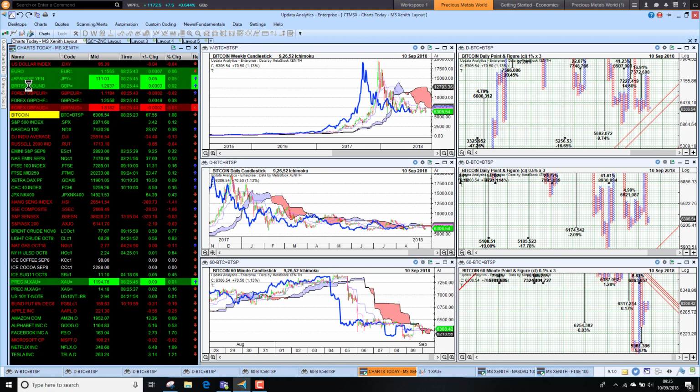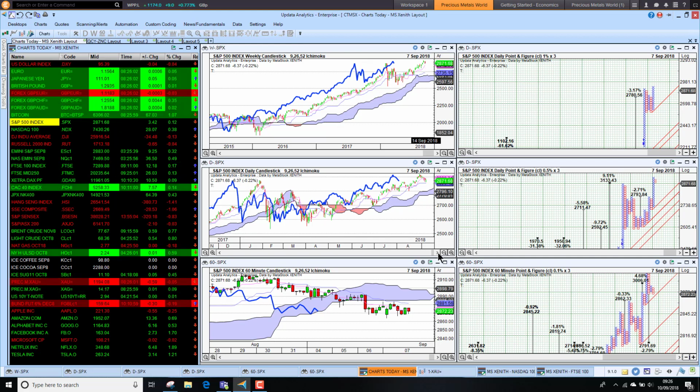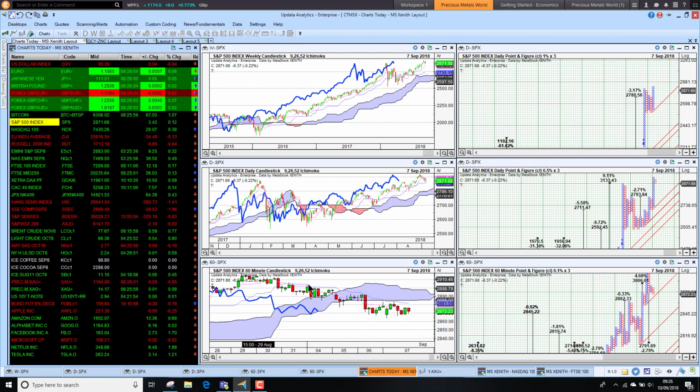Bitcoin sitting at $6,300, up this morning about 1%, but pretty bearish after last week's falls. The US stocks ended the week on a fairly low note. We saw the S&P, we see the weekly candle at the end there, just down for the week and just progressively falling. Not quite through support yet on the cloud.